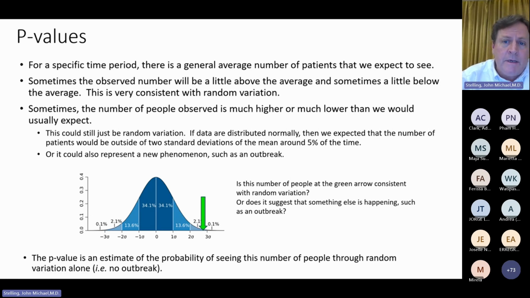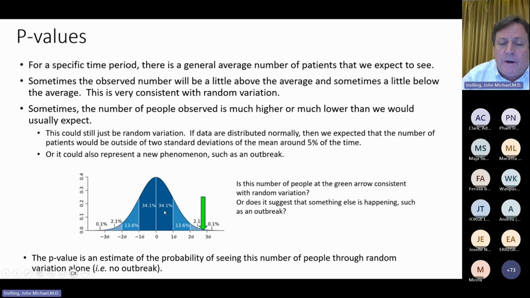But sometimes the number of people is much higher than you would expect or much lower than you would expect. And that could be random variation. The average might be 10, but once in a while, it might randomly go up to 16 people in a month. So when the numbers go up very high, that could just be random variation. If the data are normally distributed, which often they are not, but if they are, then we expect that the number of patients should be beyond 2 standard deviations above the mean around 5% of the time.